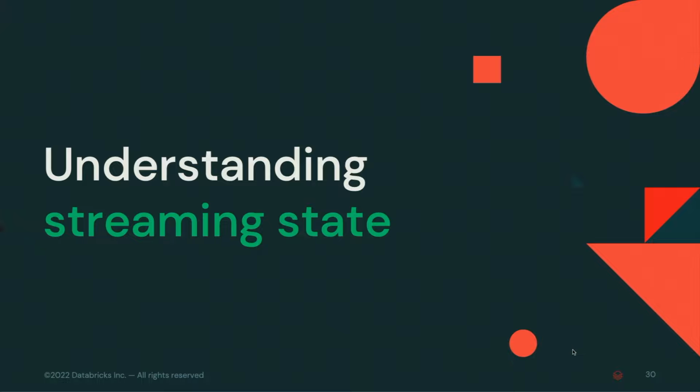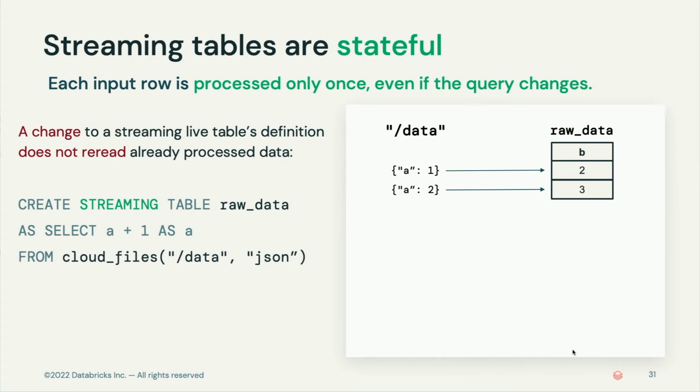So one of the key things when you use streaming is state. I keep talking about this. I keep talking about exactly once. It remembers what rows have been ingested. And this is the key thing you need to understand when you're using streaming. Let me give you a couple of examples of how state can change the results in your queries.